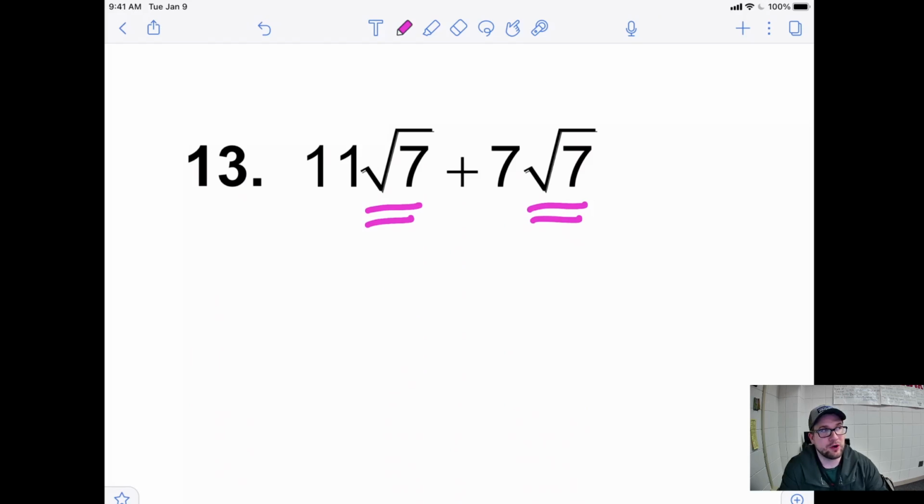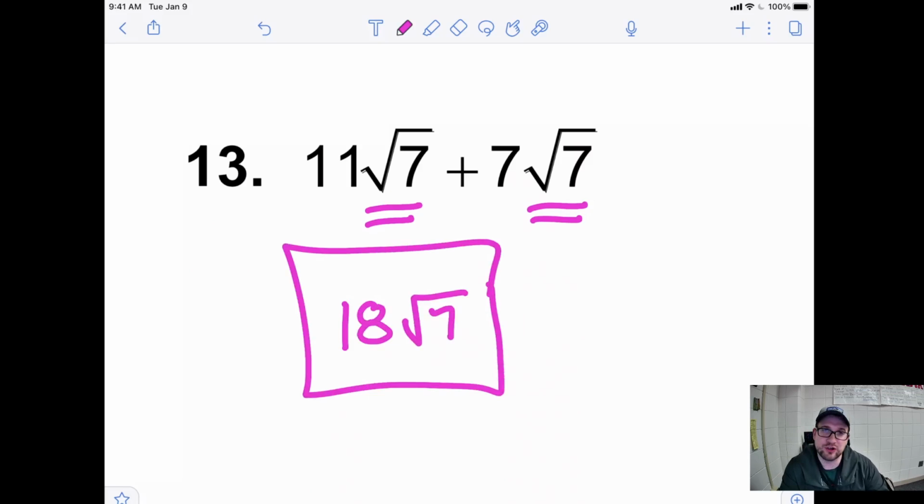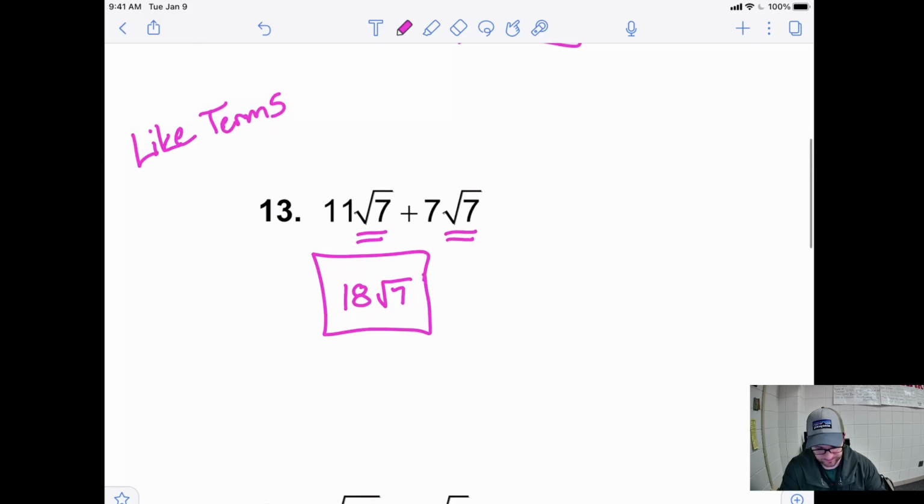So coming over here, if I had 11 square roots of 7 and I added 7 square roots of 7, I get 18 square roots of 7. Just like when you're adding like terms, we don't change that square root of 7 in this problem. We keep that the same. The only thing that's going to change is the outside number.